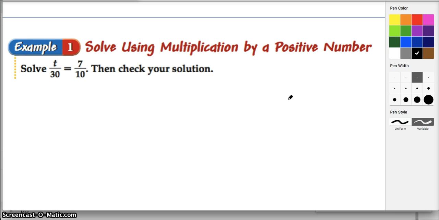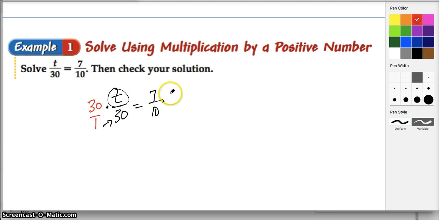So here we go. We've got this situation in example 1. We want to use multiplication by a positive number. So I've got T over 30 is equal to 7 over 10. What can I multiply both sides by in order to get T free? And the easy answer is that, remember the last video, I would say, oh, who's bothering T? And in this case, 30 is bothering T. What's 30 doing to T? It's dividing. To undo division, we multiply. So I'm going to multiply both sides by 30.